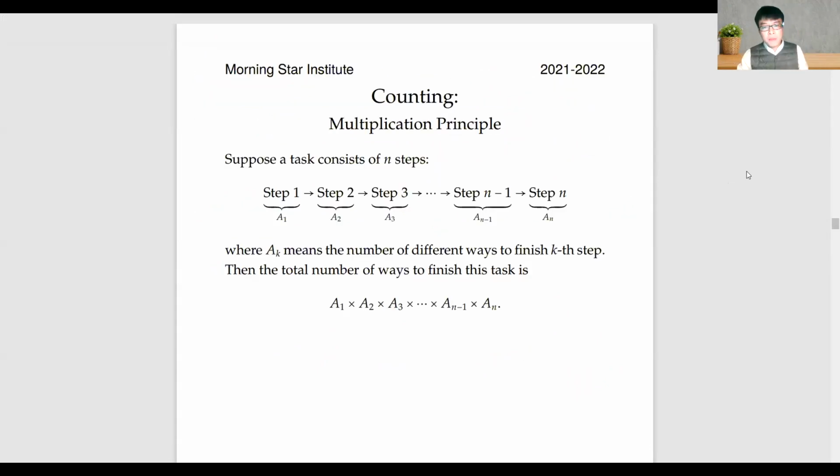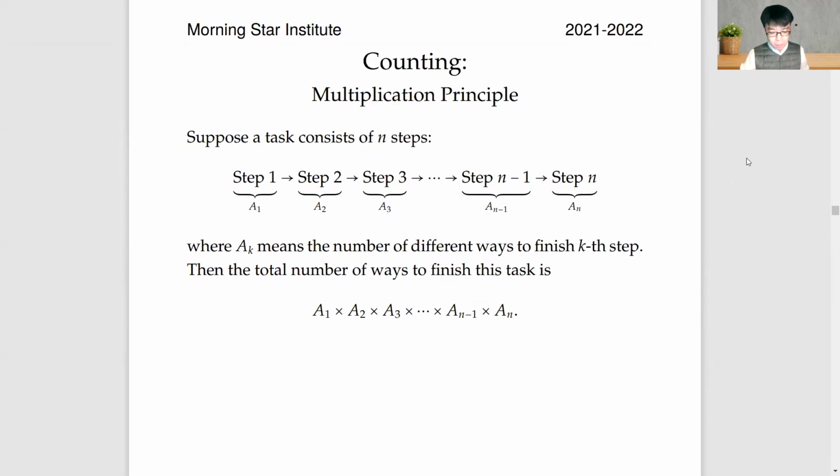Okay, everyone, let's come to the second part, which is counting and probability. For counting, the first principle is called the multiplication principle. It says that we're going to complete a task. This task consists of, say, several n steps.